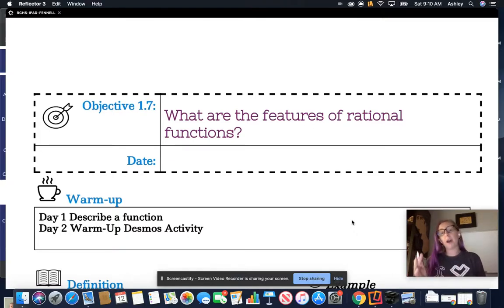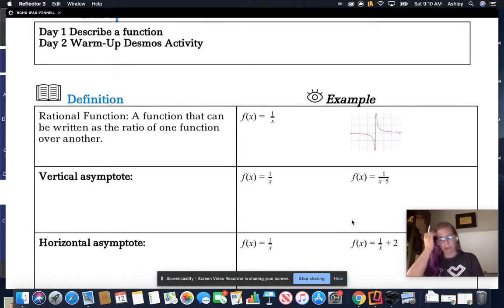So we're going to describe a rational function just like we described functions last week, but this is a function you potentially have never seen before. So we're looking at the features of rational functions. Write down today's date, keep yourself organized.